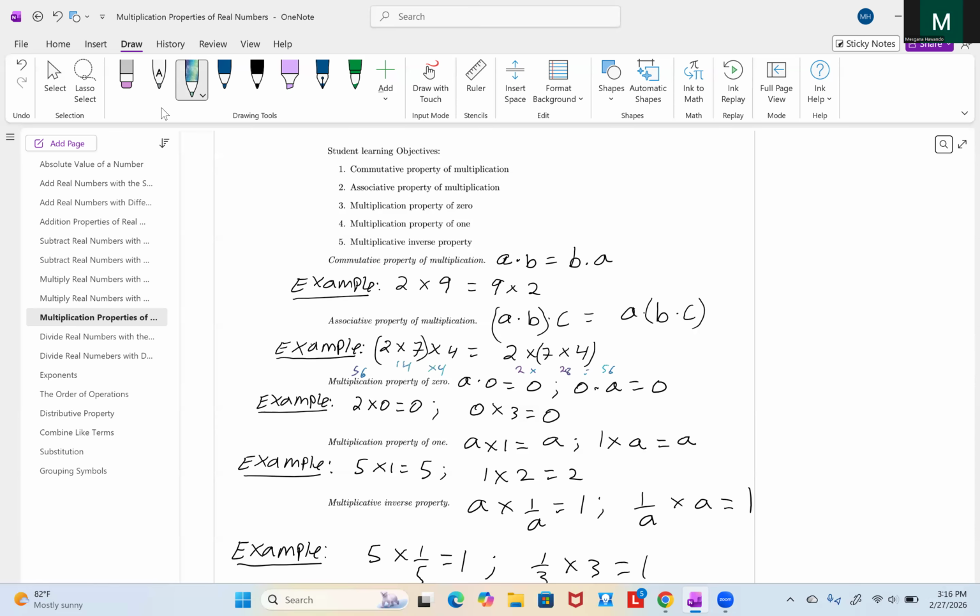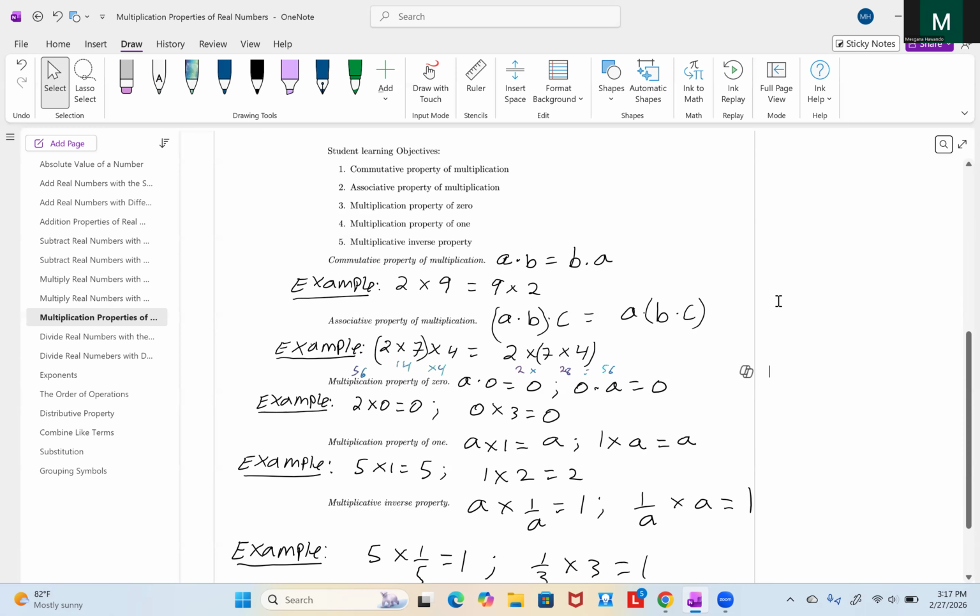Multiplication property of 0. A times 0 is equal to 0. Or 0 times A is equal to 0. It means if you multiply 0 to any number, that product is always going to be 0. Example, 2 times 0 is equal to 0. 0 times 3 is equal to 0.